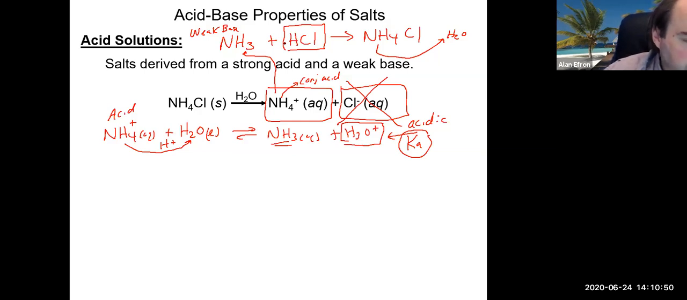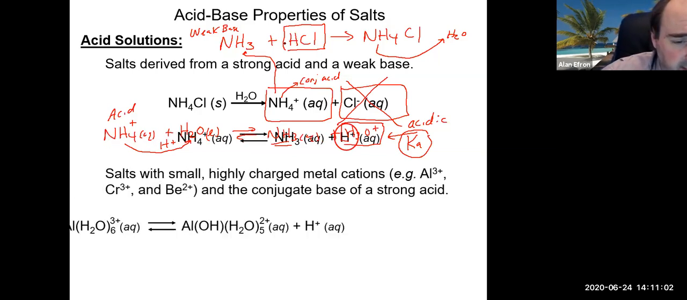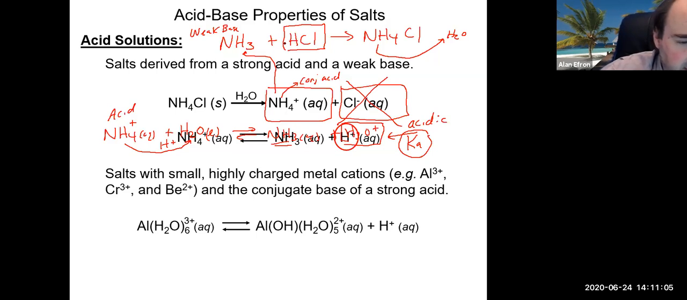Other questions? Okay. Now, there's also another way that you can get an acidic salt, which is a little bit different than your traditional one here. We could get an acidic salt from the reaction of a small metal that has a positive charge that's surrounded by something like water or a ligand.